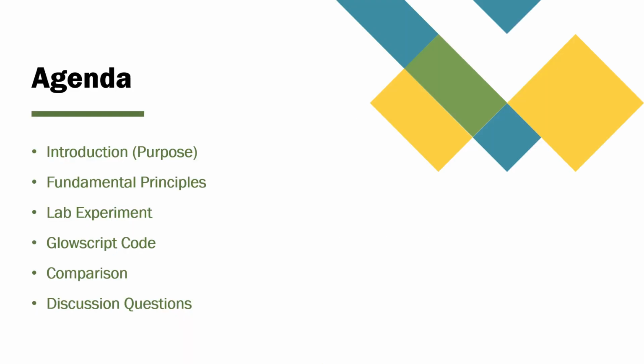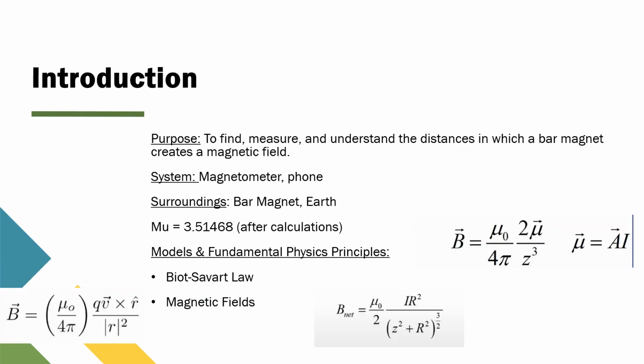All right, so the agenda today: we're going to go over the introduction and purpose of the lab, then move into the fundamental principles, along with the lab experiment, glow strip code, and then comparison, and then ending off with the discussion questions. Introduction. The purpose of this lab is to find, measure, and understand the distances in which a bar magnet creates a magnetic field.